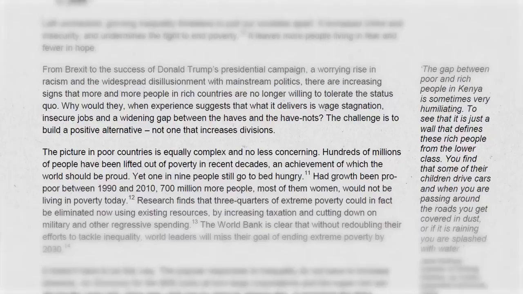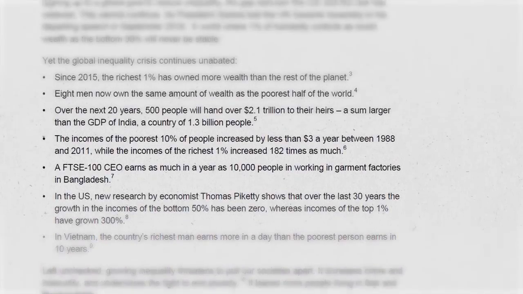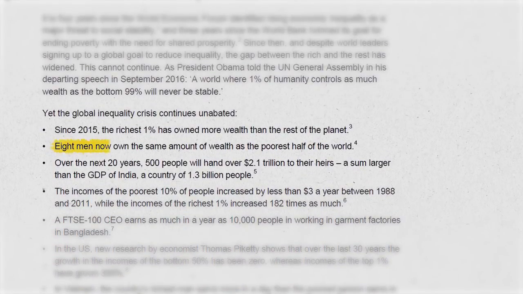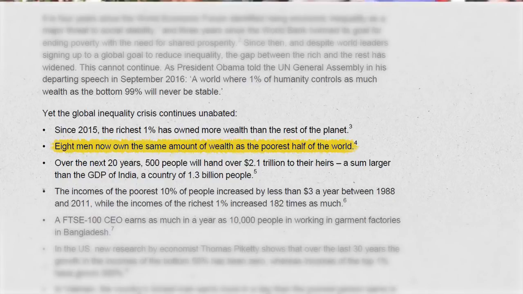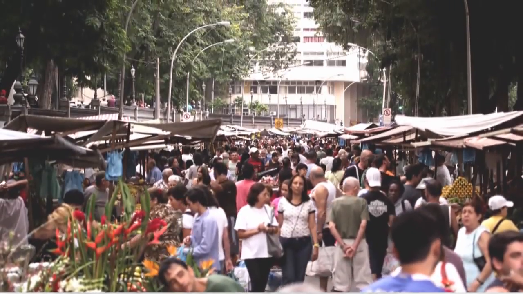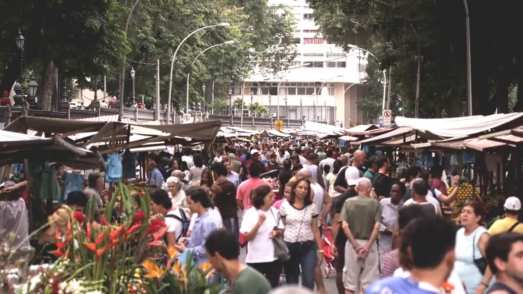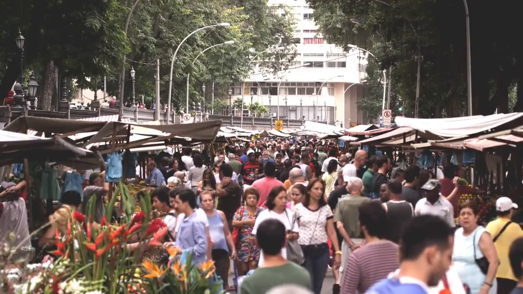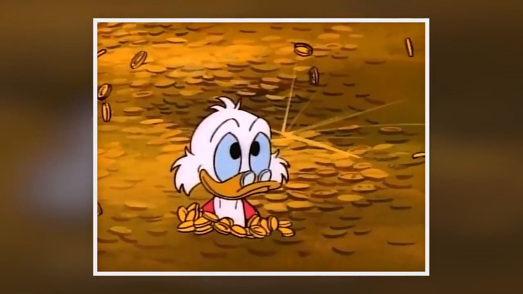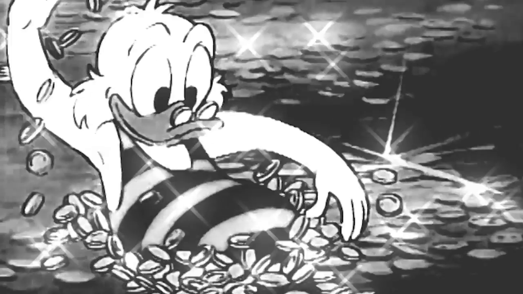Not only that, but in the 2017 report, the 8 richest men on the planet now own the same amount of wealth as the poorest 3.6 billion. That's the wealth of half the global population, equal to that of a mere 8 people. I've always seen Scrooge McDuck as a caricature of greed, but it turns out it was a bloody documentary.